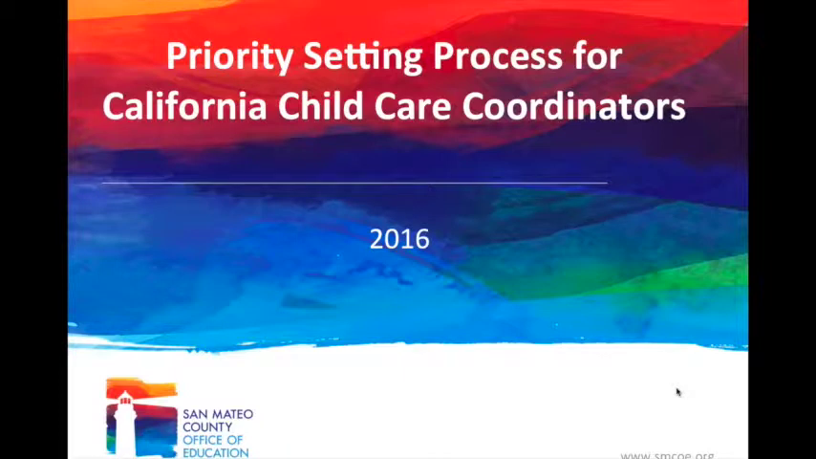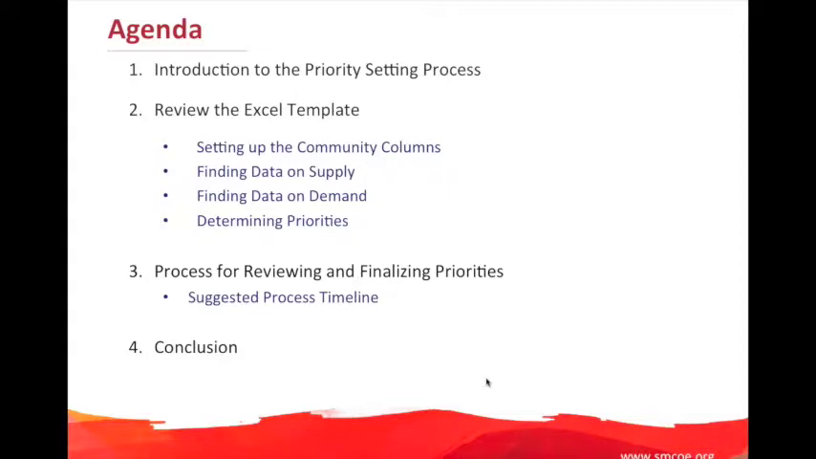So the priority setting process is one of the local planning council mandates. It's something that we're expected to do each year, or to officially let the state know that we're going to let our priorities ride for another year. And at some point in the past, CDE asked for our help to develop a process so that we were more or less approaching it in the same way.